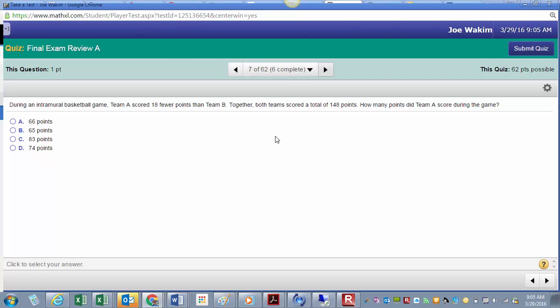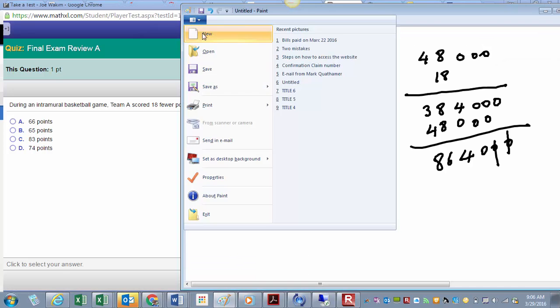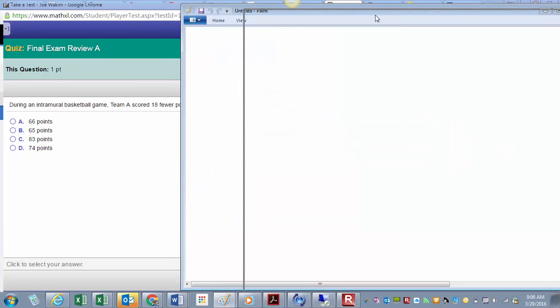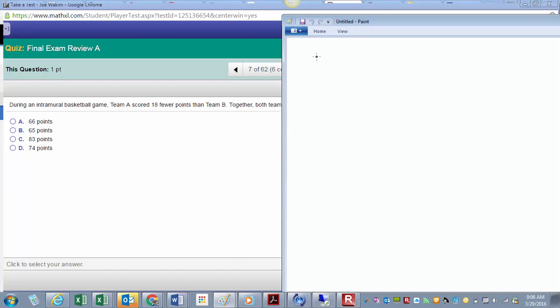Let's try number 7. During an intramural basketball game, Team A scored 18 fewer points than Team B. That means less. Together, both teams scored a total of 148. How many points did Team A score during the game? Okay, so let's try to solve this problem here. Notice that fewer means less. So let's say Team A is A, and Team B is B. And so if Team A scored 18 fewer points, then B is the big guy, so A plus 18 equals B. So you have to add the 18 to A. But together, A plus B equals what?